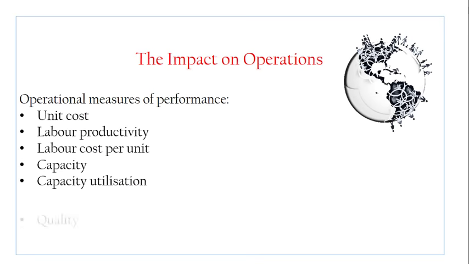Hopefully you will have come up with at least a few of these. Looking at unit cost, labour productivity, capacity and capacity utilisation, the quality of products, the speed of response, the lead time that we're able to do. All of these are measures that we might choose to see how effective our operations is.